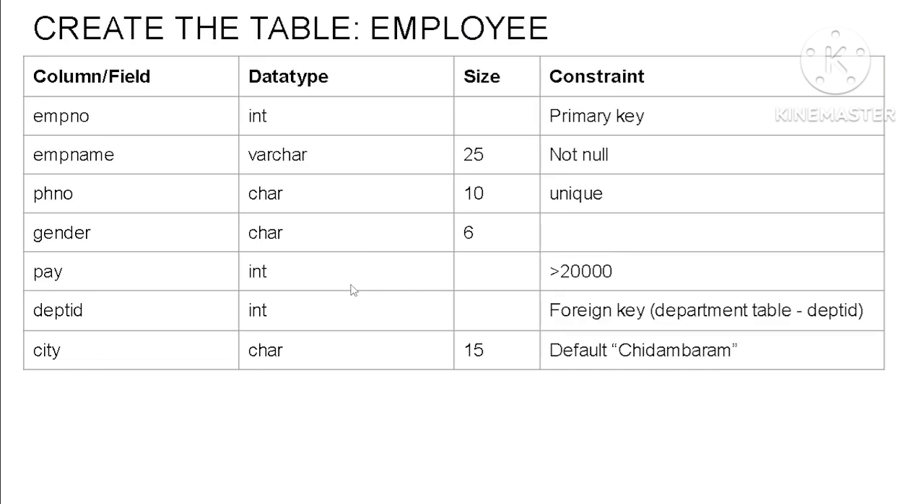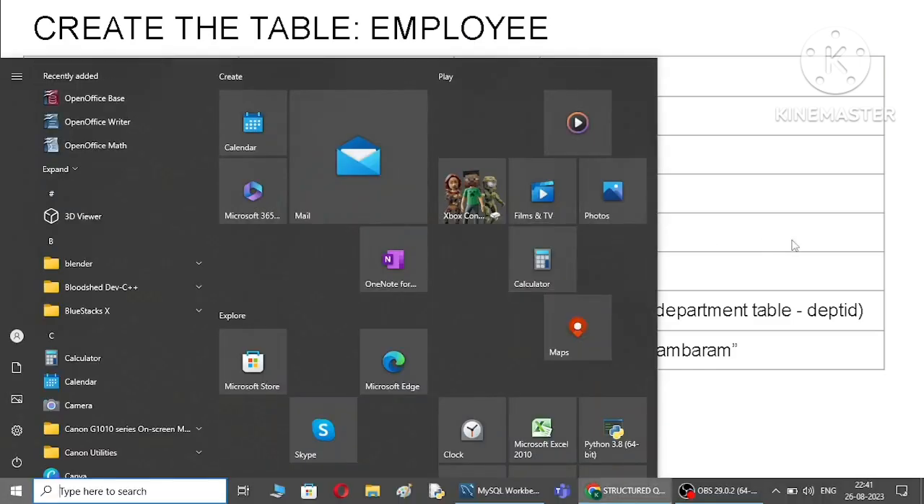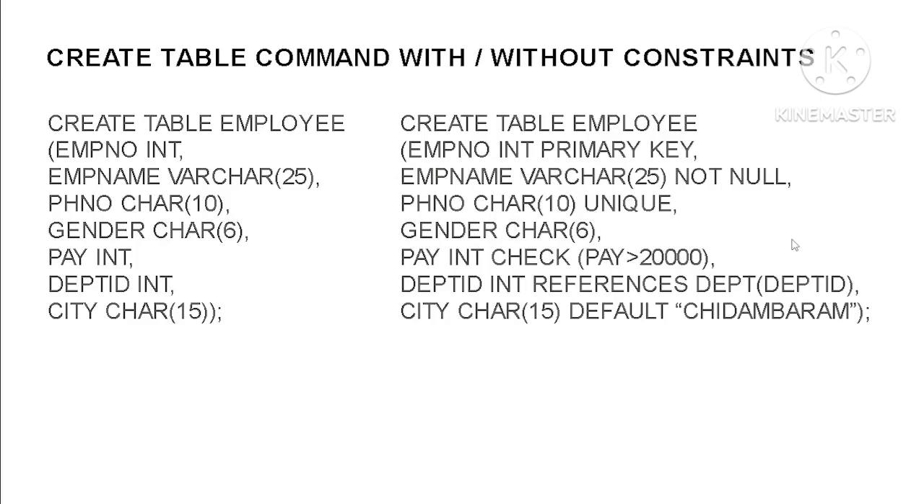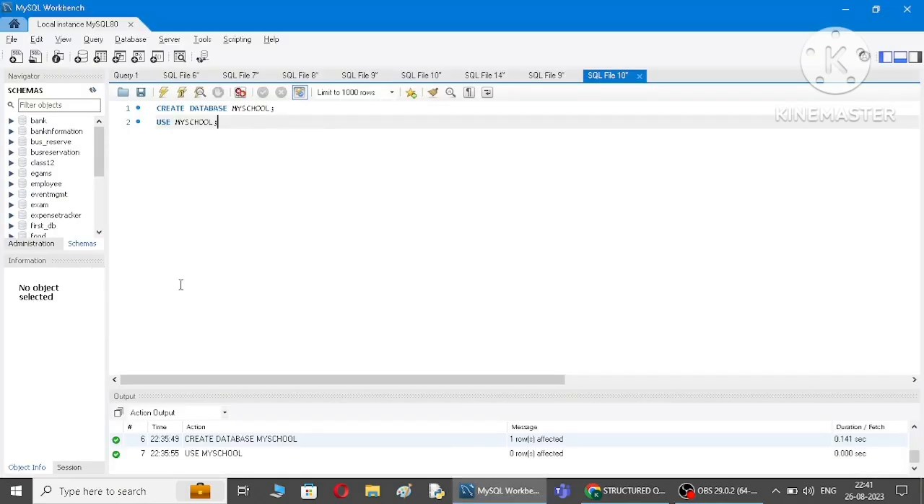Now let us see how to create a table of this structure. This is the syntax to create a table. Create table employee. Emp number is the field name, int is the data type, comma, emp name varchar of 25, phone number character of 10, gender character of 6, pay int, department ID int, city character of 15. So I'll show you how to create a table.